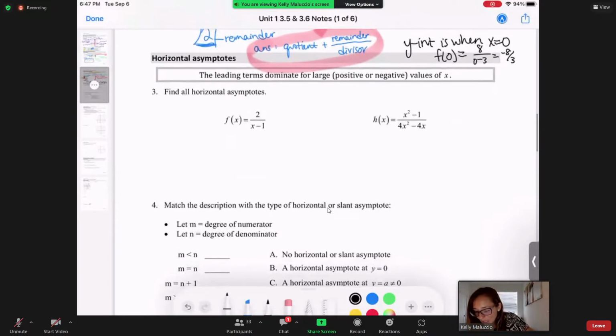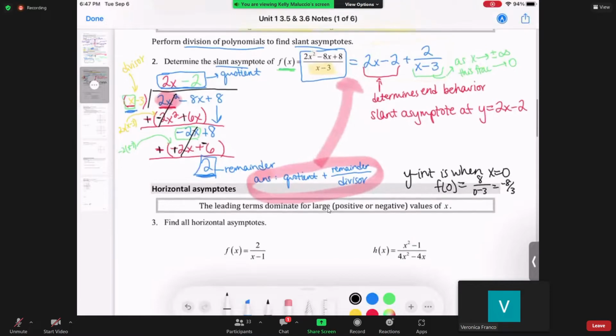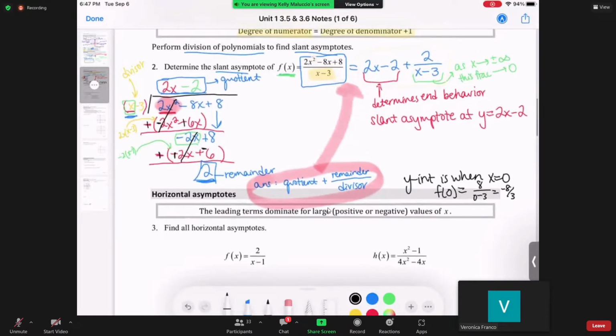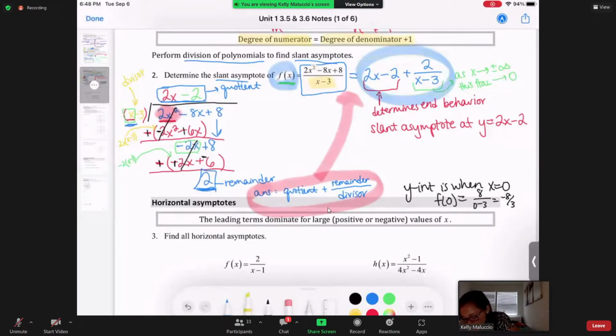Okay, I have a quick question. Is the answer just going to be y equals 2x minus 2, or is it 2x minus 2 plus 2 over x minus 3? Oh, sorry. Yes, I never really gave the answer, right? So this function f is equal to this whole thing, but the slant asymptote is equal to just this.